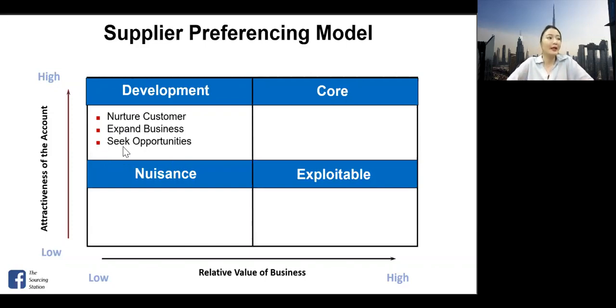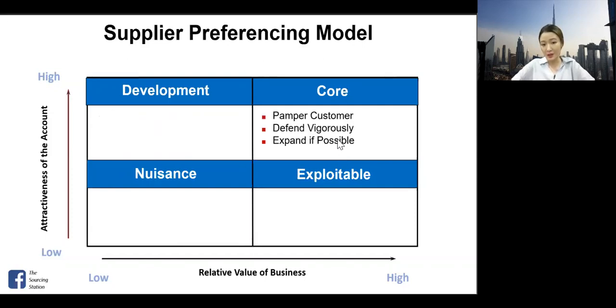So this way, your supplier would nurture you. They would treat you like God. They will literally do anything at all to get business. They want to expand the business with you, and they would always seek opportunities. What can I do to get more business? What can I do to make you happy as a buyer? So this is the good thing as a buyer for us.